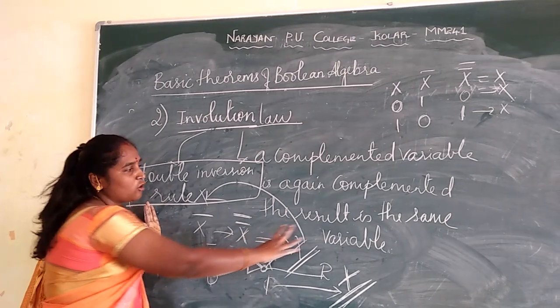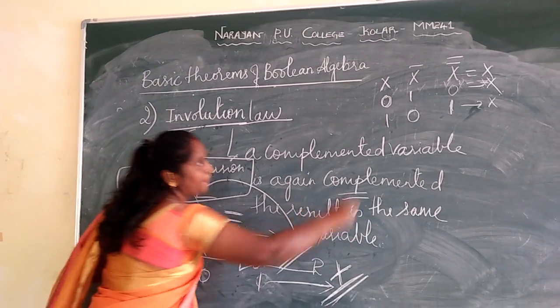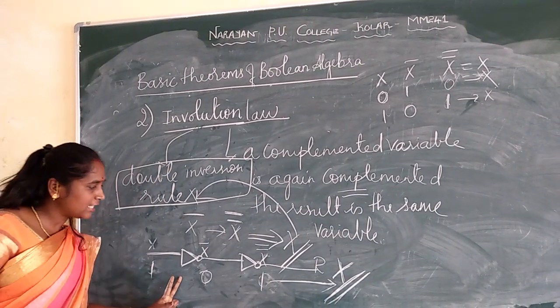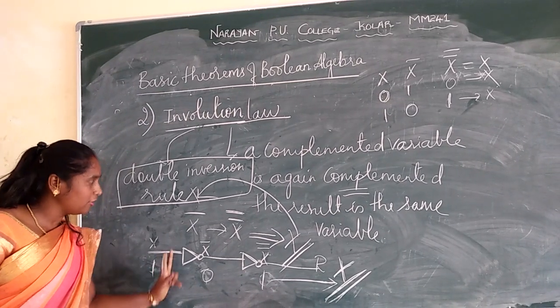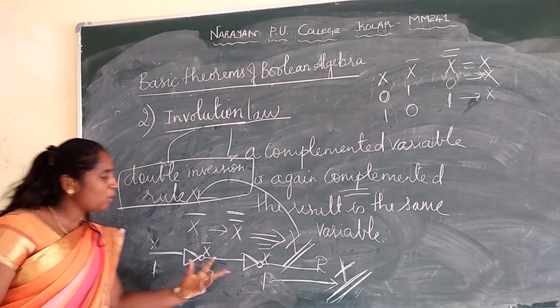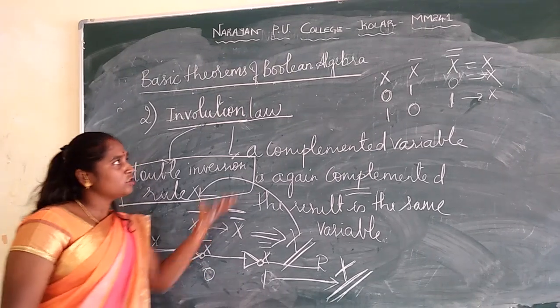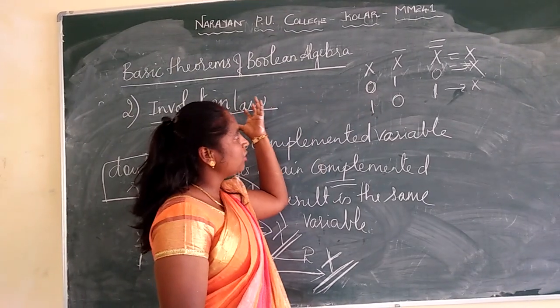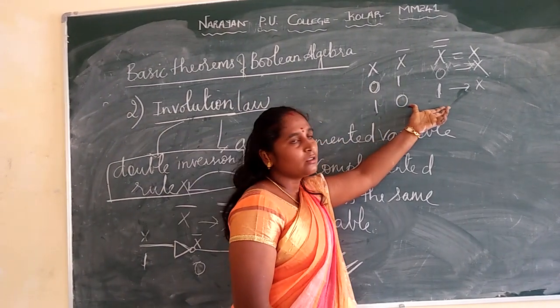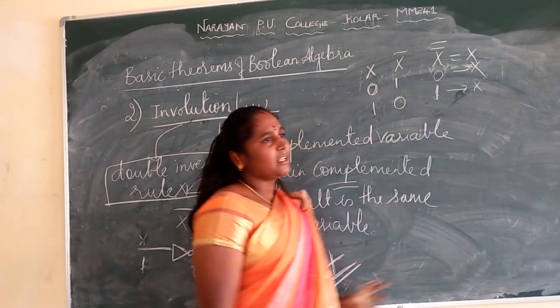Why? Because twice you are complementing the variable. So this is the logic circuit, or logic gate, of your double inversion rule. That is, twice you are using a NOT gate, and the truth table of this double inversion rule is nothing but this one. So this law completes the third law.